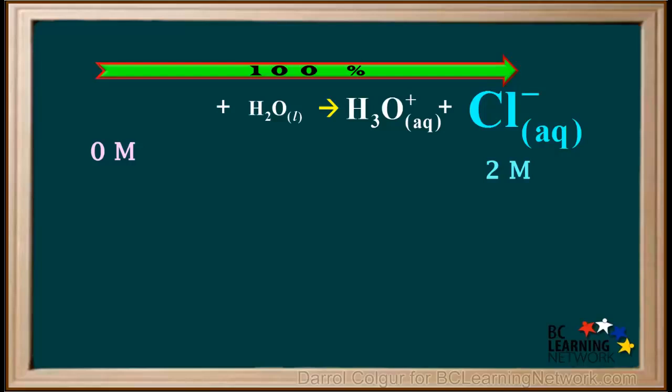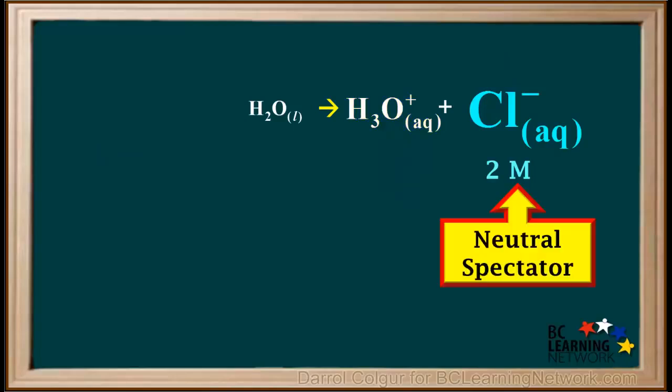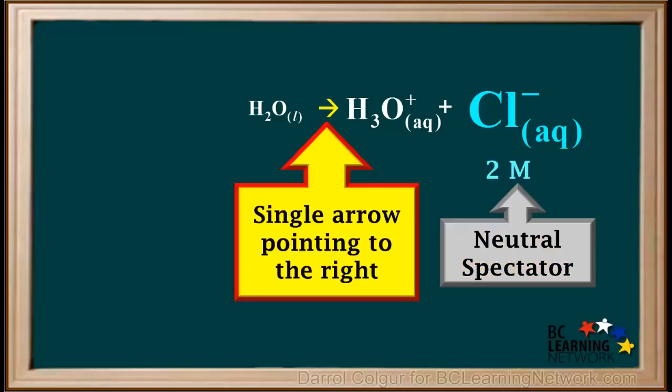When ionization is complete, there is no HCl left, and the concentrations of chloride and hydronium ions have increased. Hydronium ions are available to neutralize any added bases, but the chloride ion is a neutral spectator, so it is unable to neutralize any added acids. The single arrow pointing to the right indicates that this reaction will only move forward. The reverse reaction cannot occur. Cl- ions do not react with H3O+ ions.